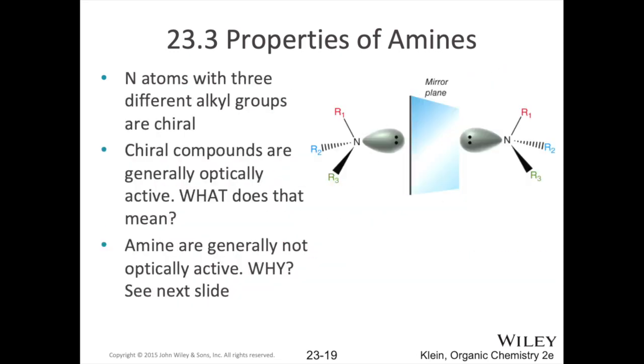Okay, so regarding the chirality of your amine, right? If you have three different alkyl groups on your nitrogen, and your lone pair obviously is different from atoms, you might think, well, that nitrogen's chiral then, right? Its mirror image would not be superimposable, right? It would be the enantiomer.